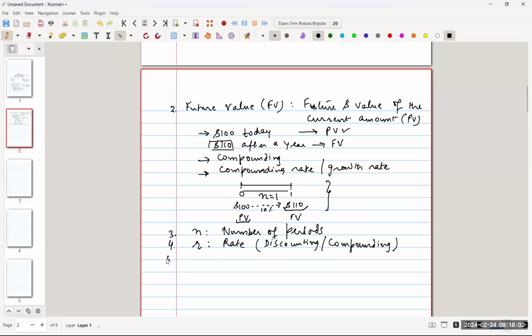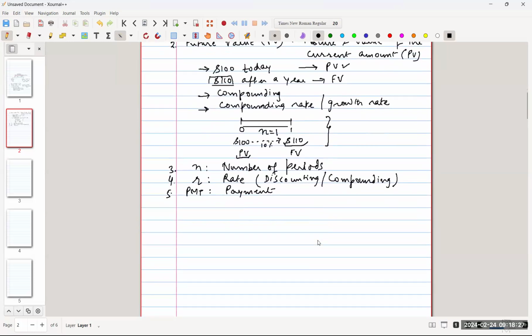And another variable, the fifth one, we will give it a short name, PMT, and we will talk about it a little bit later. We will not introduce this thing into our analysis at the moment. We will wait a few minutes. I'm just going to give you the full form of it. It's going to be called payment. So whenever we write PMT, it means payment. So there are 5 time value variables.